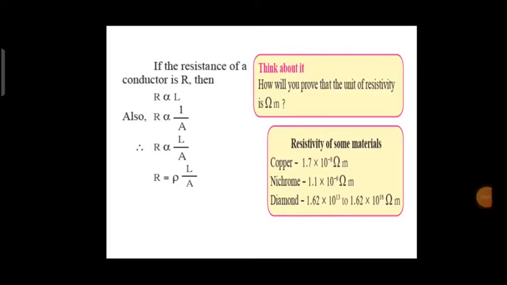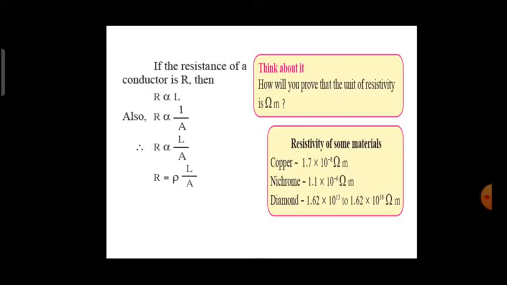How will you prove that the unit of resistivity is ohm meter? Resistivity of a conductor is given by R is equal to rho L divided by A. So the unit of resistivity is ohm. You know the unit of area, it is meter square.